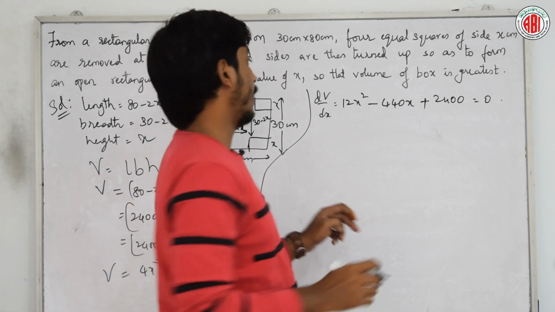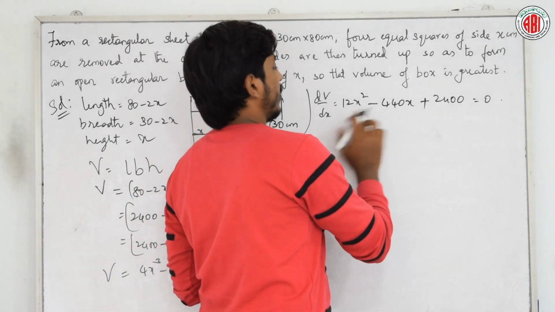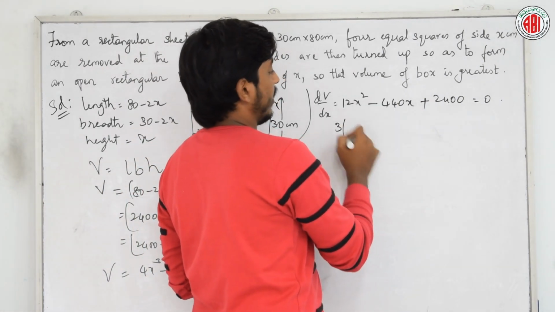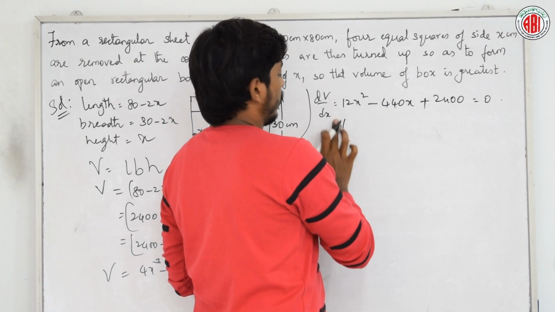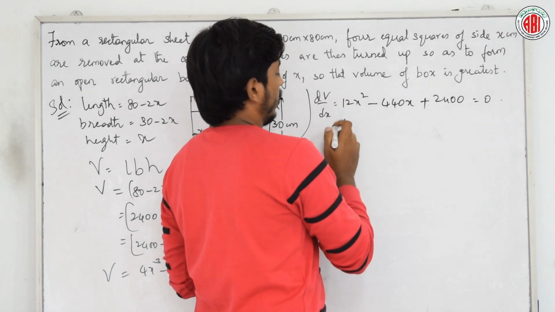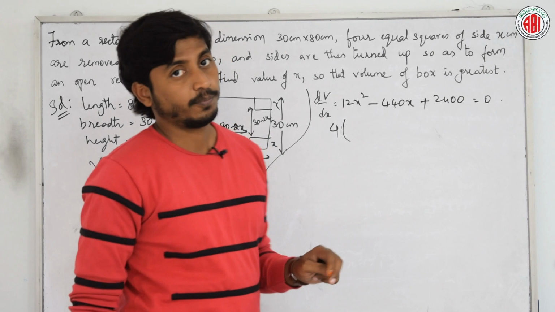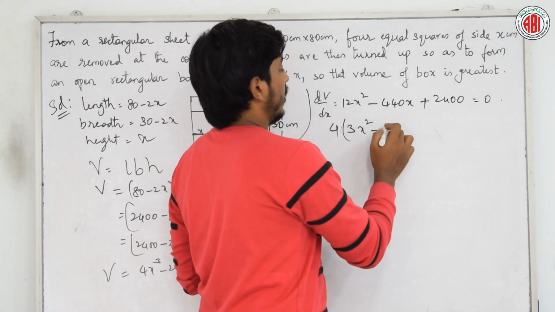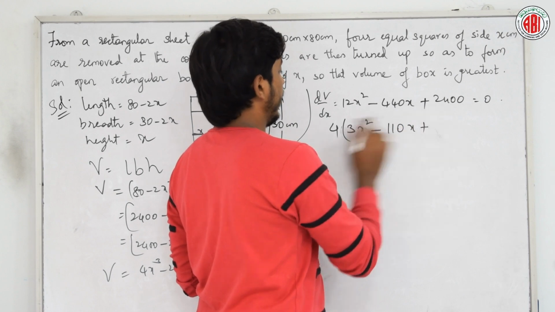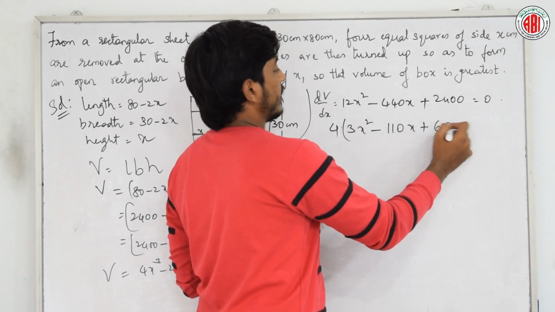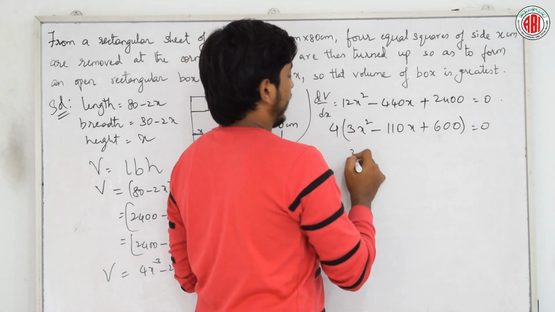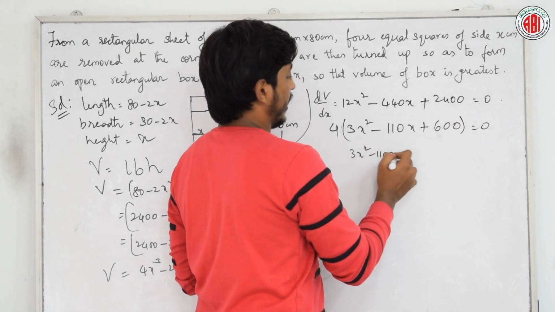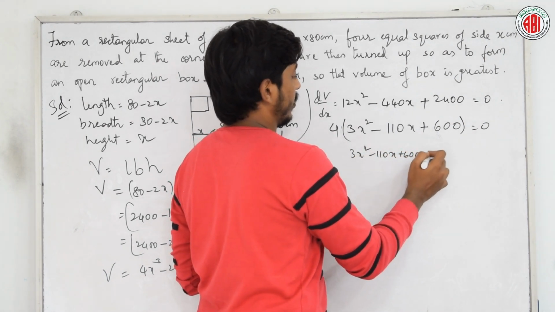Now, can I take anything common from this? We can take 3, right? Yes or no? 3 or 4. Let us take 4 as common. So I will get 4 3s are 12, and 4 6s are 24. I will get it as 3x square minus 110x plus 600 equal to 0.